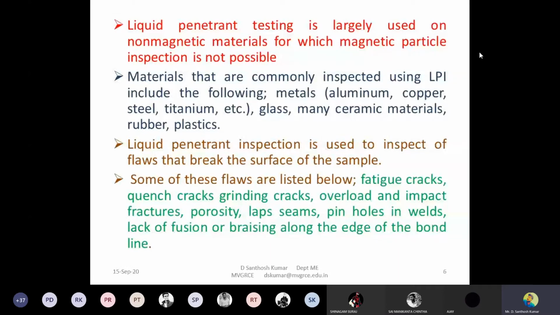Some of the defects are inside the component and some are open to the surface. But some defects are very narrow in size. You can't visualize those cracks with the help of the eye. In those particular regions, we go for this kind of liquid penetrant test.